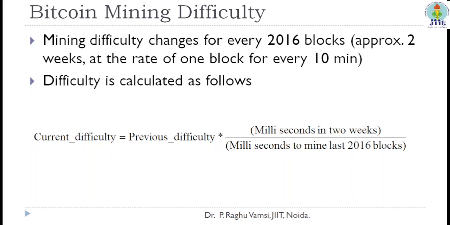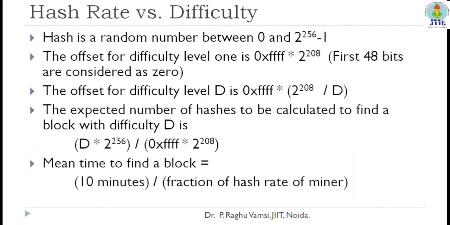So the difficulty of this puzzle will increase based upon this formula in Bitcoin. And this is the hash rate versus difficulty, how many hashings are required for achieving this difficulty. Because the cryptographic hash function used here is SHA-256, obviously there are that many possible message digests you will get. So 0xFF times 2 power 208, and this is the difficulty level, and this many hashes need to be calculated every second.